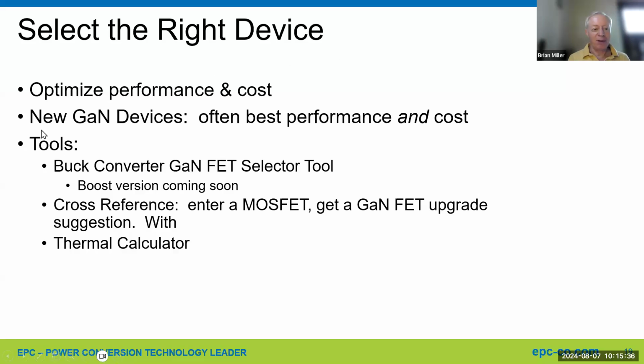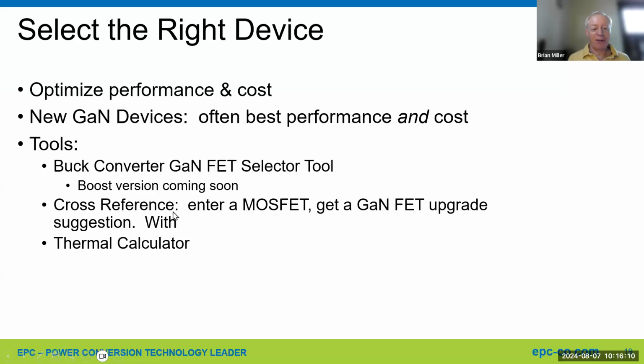So to get to that point, EPC has a buck converter GaN selector tool on the web. A boost one's coming soon. With this one, you put in input, output, current, frequency, and so forth, and it'll rank the FETs according to FET efficiency, for top FET and bottom FET. I won't demonstrate it here because of time constraints, but these are part of the GaN First Time Right website that EPC's marketing people put together.